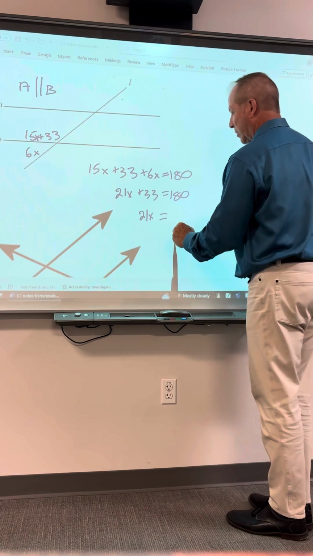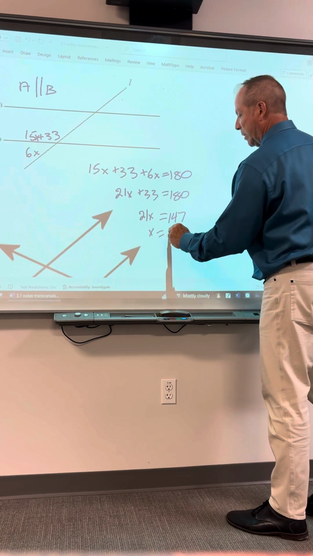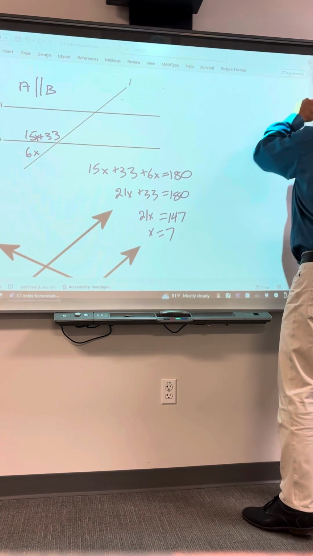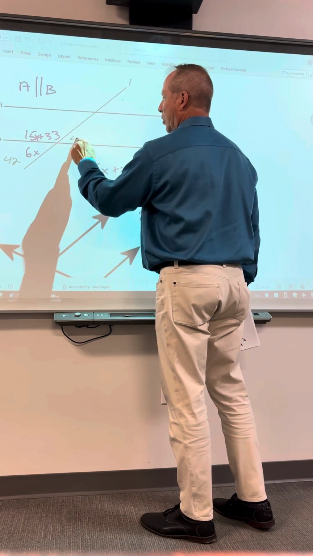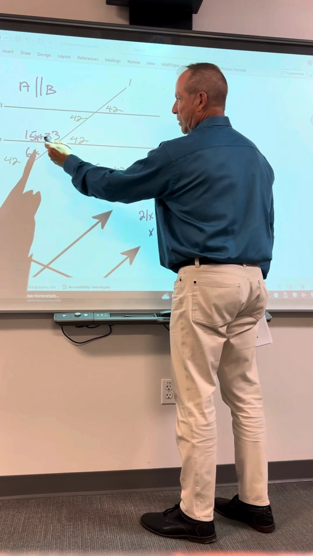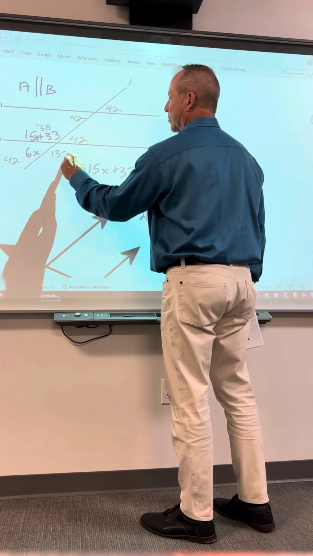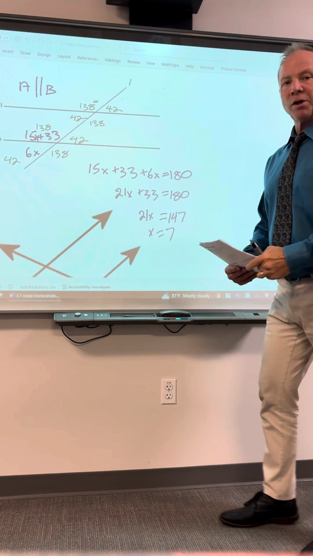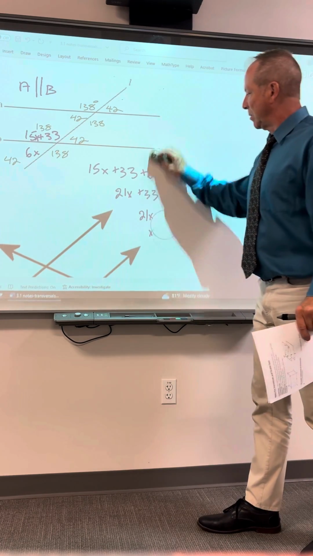Then you solve it. Subtract 33 and you get 147. Divide by 21 and you get 7. So if x is 7 and you plug it in, 6 times 7 is 42, which means all the acute angles are 42. 15 times 7 plus 33 is 138, which means all the obtuse angles are 138 degrees. You're done with the problem. That's what you have to do in today's homework. Solve an equation according to what you see, and then work it.